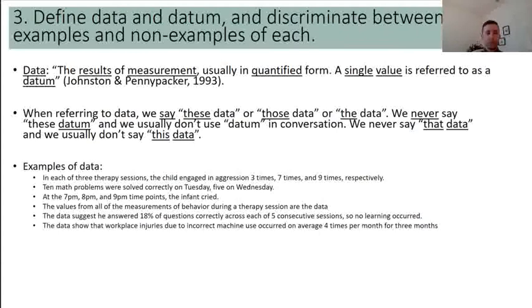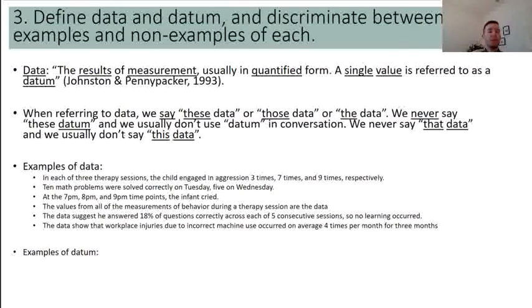Okay. The data show that workplace injuries due to incorrect machine use occurred on average 4 times per month for 3 months. So notice we would not say the datum show that, or we wouldn't say that data show that workplace injuries due to incorrect machine use occurred. It wouldn't be the correct usage. The correct usage is the data or these data. That would be the best way to say that.